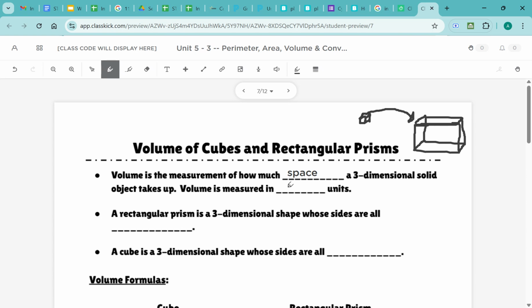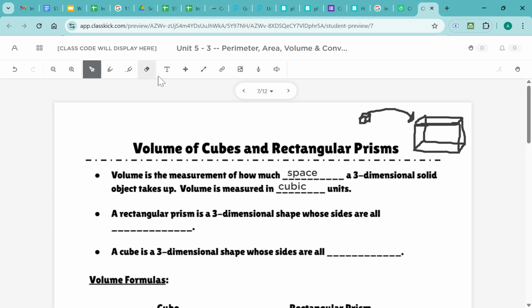Okay, so volume is measured in what we call cubic units, right? Whenever you're doing area, you were saying, hey, we can fit this many squares in here, so there were square units. For volume, we're measuring in cubic units, and that's saying, hey, we can fit this many cubes into this shape. Okay, so that's all we're trying to find when we find volume. How many cubes of space does this shape take up?